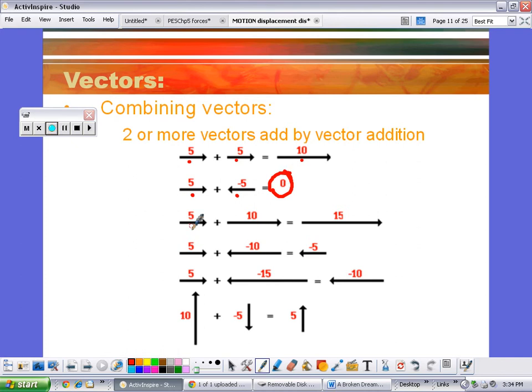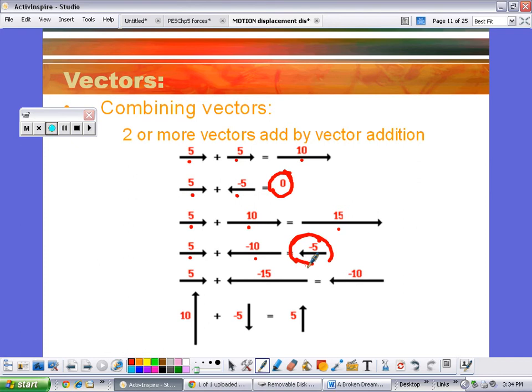And again, they don't have to be the identical numbers. It could be 5 and 10 will give you 15. Or if you have 5 to the right, 10 to the left, only 5 to the right cancel out, leaving you with a remaining motion of going to the left 5.